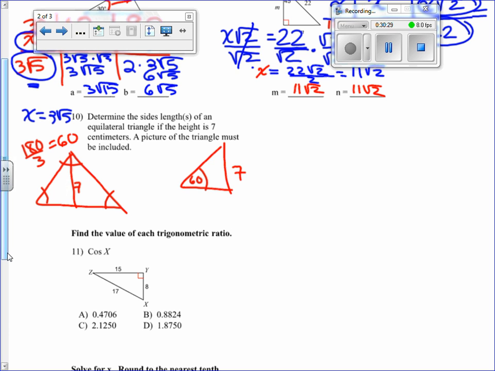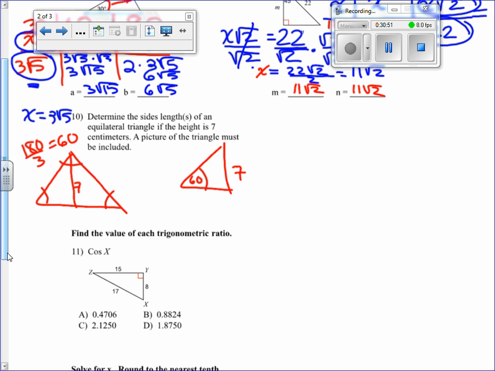Why did I do that? Because there are three angles in a triangle. I haven't done the problem yet. All I was doing was trying to establish what this angle measure was. Does that make sense? Since it's equilateral, all the angles are going to be equally divided into 180. So I did 180 divided by 3. Okay? So that's real important.